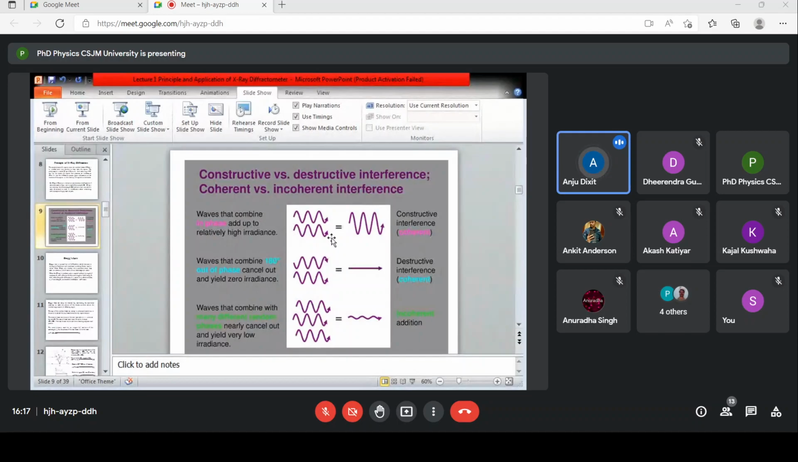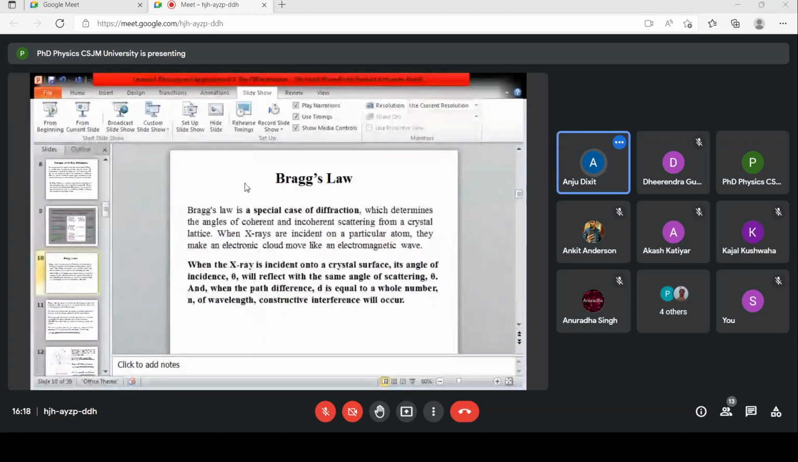So in this case of X-ray diffraction, we are going to have constructive interference due to that diffraction pattern forming. So I'm moving forward towards Bragg's law, which is the principle behind X-ray diffraction methods. Bragg's law is a special case of diffraction which determines the angles of coherent and incoherent scattering from a crystal. That is, when X-rays are incident on a particular atom, they make an electronic cloud move like an electromagnetic wave.